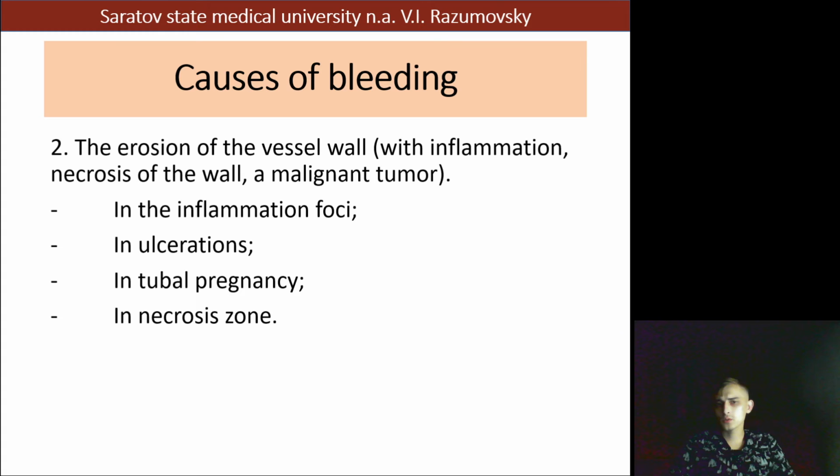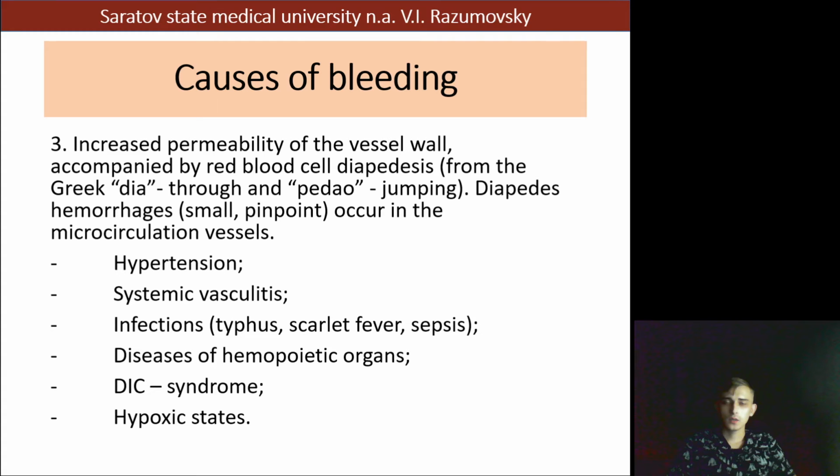And the third cause is increased permeability of the blood vessel, accompanied by red blood cell diapedesis. Diapedesis hemorrhage, small and pointed, occurs in the microcirculatory vessels, associated with hypertension, systemic vasculitis, infections like typhus, scarlet fever, sepsis, diseases of hematopoietic organs, DIC syndrome, hypoxic states.